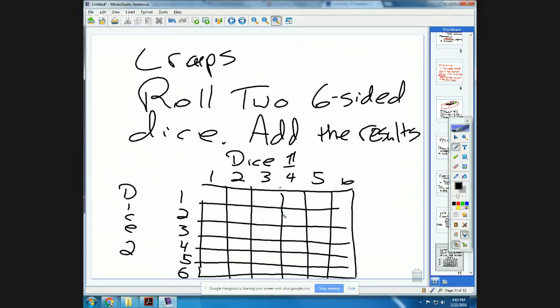So if you could, for me, fill out what the possible sums are. So dice 1 gets a 1, dice 2 gets a 1, then in this first cell here, I get a 2. So fill out the rest of it and then we'll talk about it.